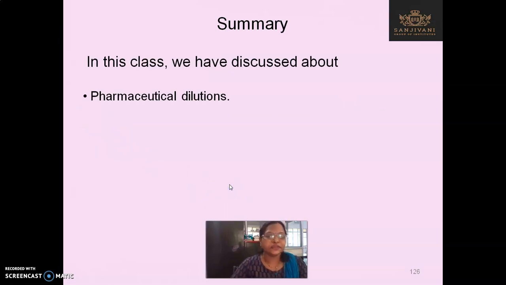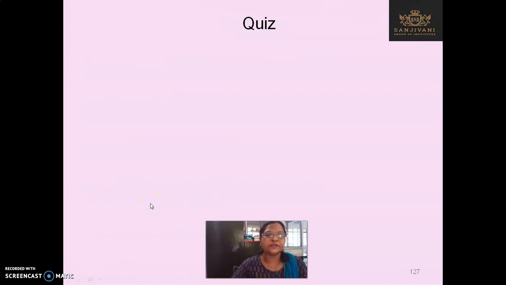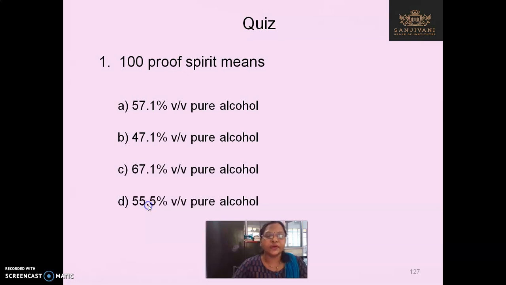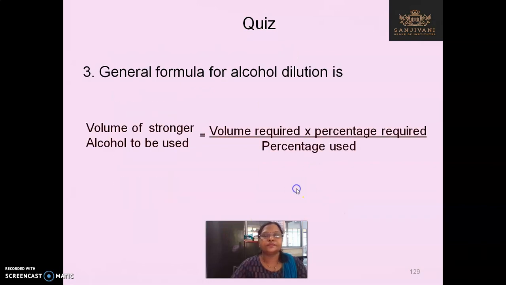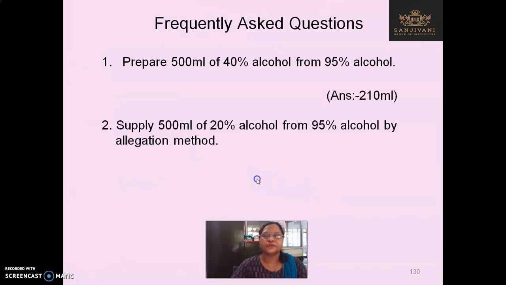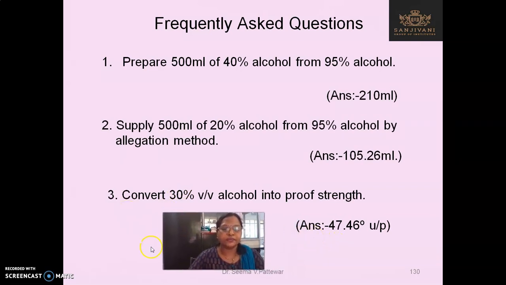So in this class we have discussed pharmaceutical dilutions, the alligation method, proof spirit, and the proof strength of alcohol. We have solved some examples and I have given some exercises to you also. This is again for your practice: 100 proof spirit means, what is the answer? You have to look at all the options. These are the frequently asked questions. You can refer to these questions for your practice. Okay, I will stop here now.